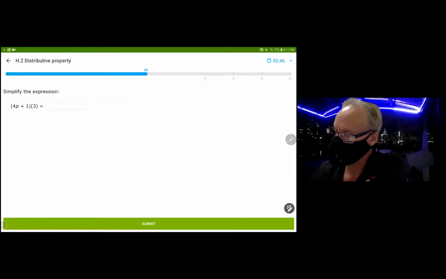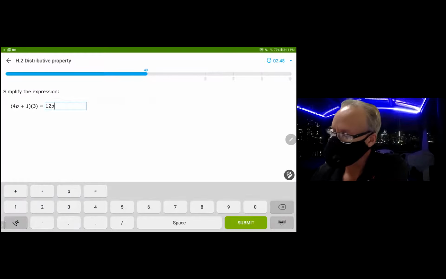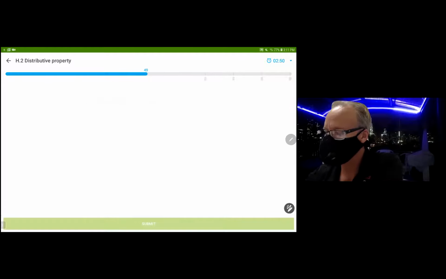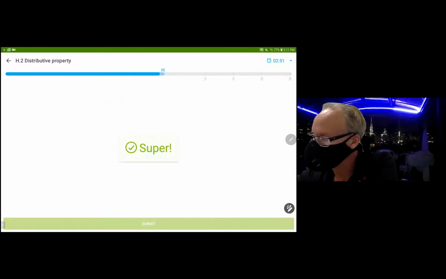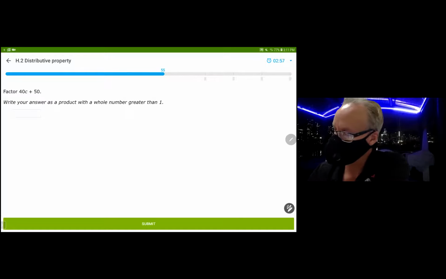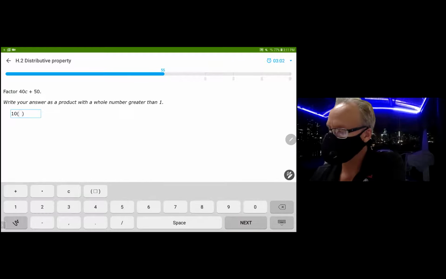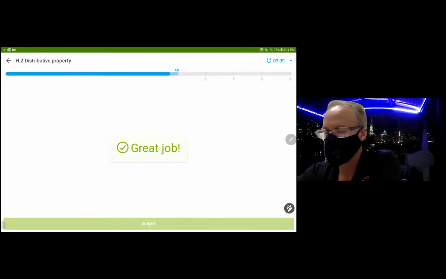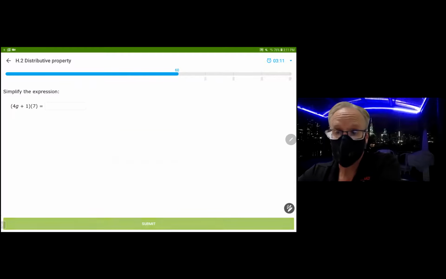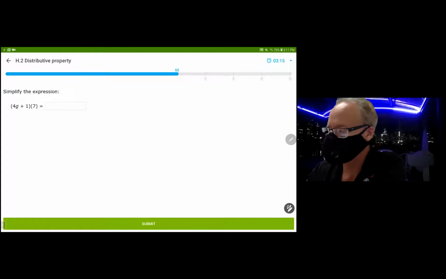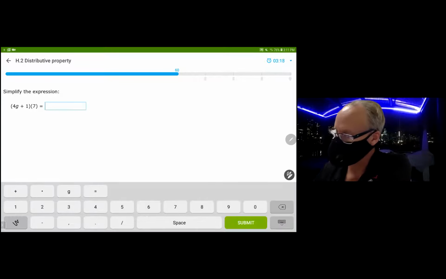This one we're going to distribute. We're going to get 12p plus 3. And come on. We're going to factor out the 10. So we're going to have 10 outside the parentheses. And inside, we're going to have 4c plus 5. Now you could factor something smaller out, but generally the idea is to get the common factor out. Or the greatest common factor rather.